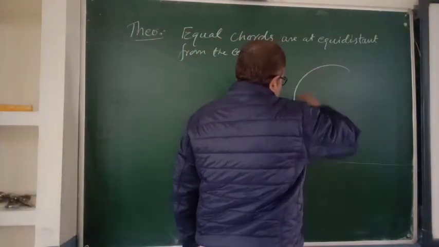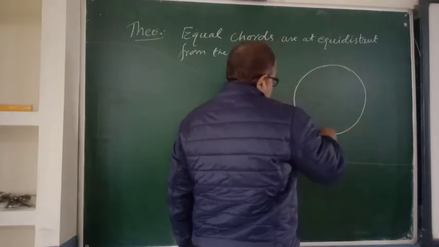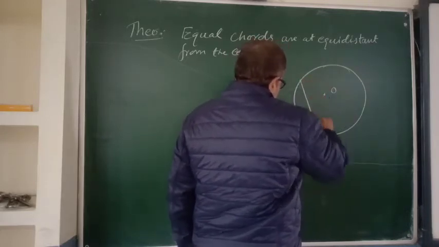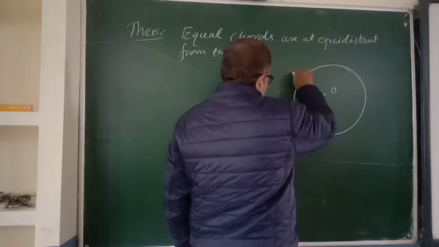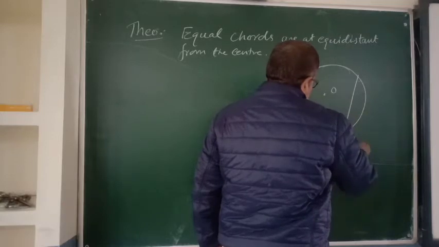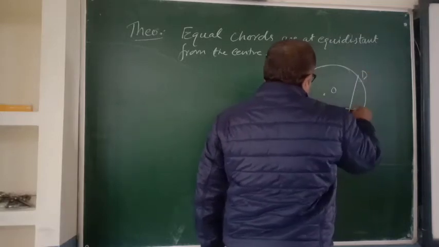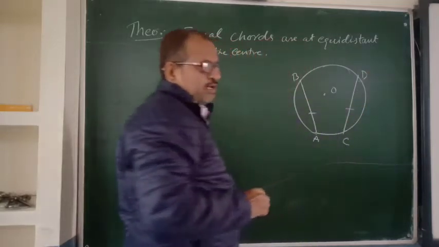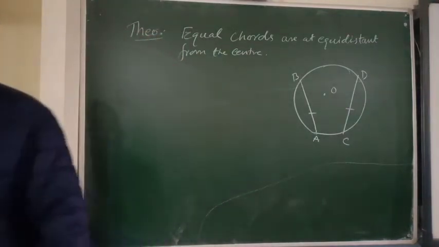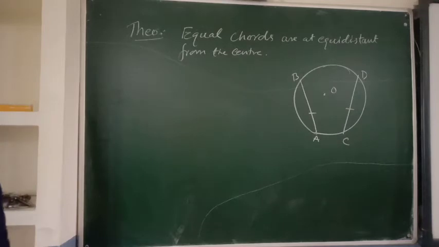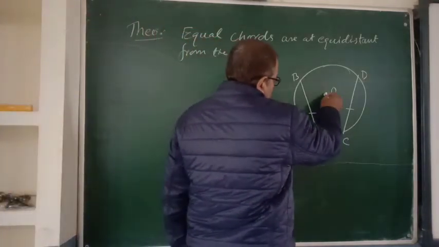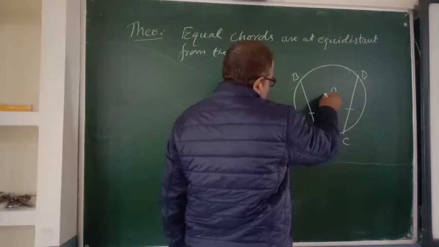Suppose there is a circle, its center is O, and take two chords AB and CD. These two chords are equal. In a circle with center O, there are two chords AB and CD, both are equal. We have to prove that these two chords are at equal distances from the center.